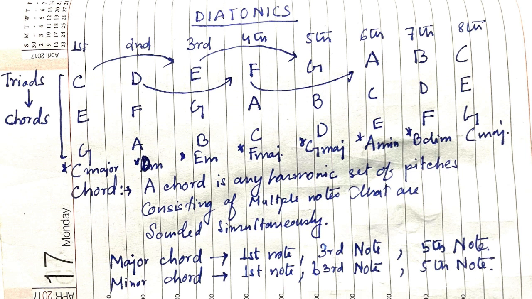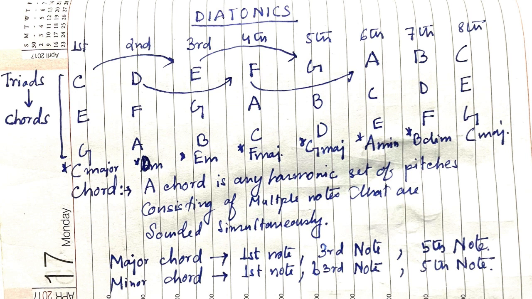Similarly, for the E note, we do the same exercise. From E note, we skip one note, that is the F note. We go directly to G. We write the G above E. Then from G, we skip one note, that is A. We go to B. So we write E, G, B, which becomes the E triad of the C major scale.